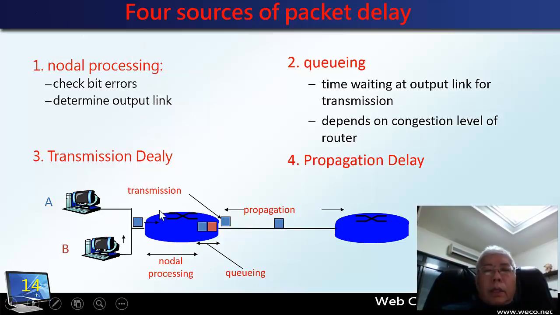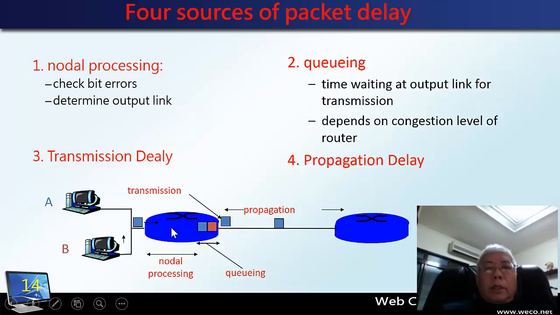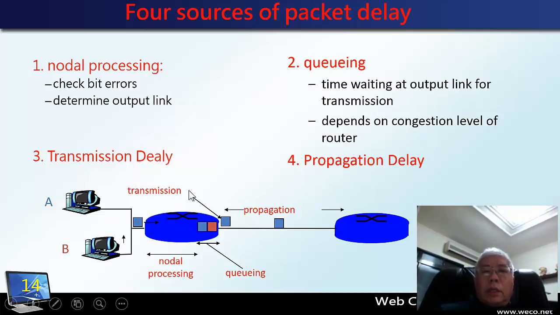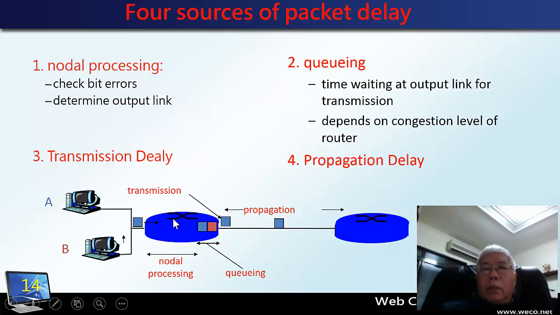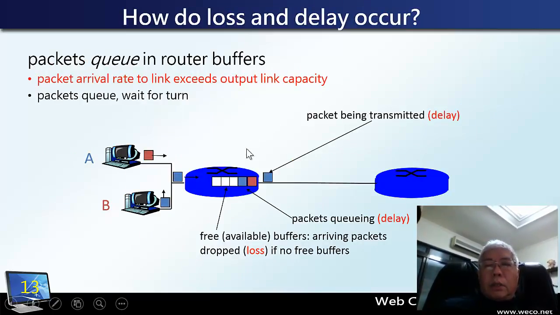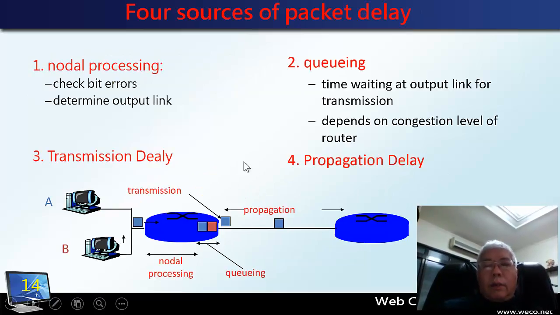First, the node processing, because each router you can look at as a computer. It is going to process the incoming packet, check for bit errors and determine which output link. Here we only have one output link; it could have more than one. Secondly, the packet is queuing here, waiting for the output link for transmission, and there might be congestion. Then the data will be lost, as we saw in the previous one, if the router does not have enough buffer. In fact, an expensive router might have a larger buffer.